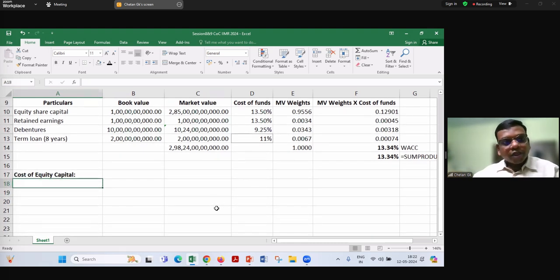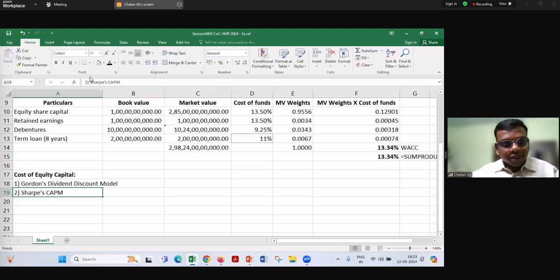So there are two ways of computing. The first method is Gordon's dividend discount model, and the second one is Sharpe's capital asset pricing model. These are the two models which are predominantly used by companies for computing the cost of equity. We'll be discussing one by one.